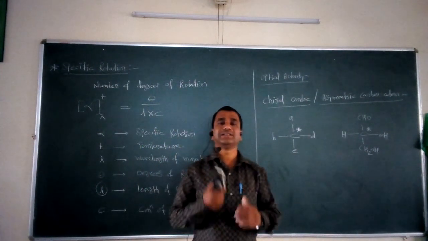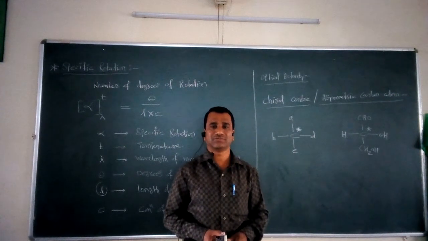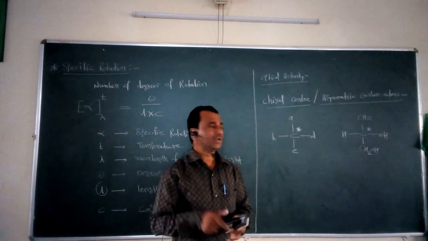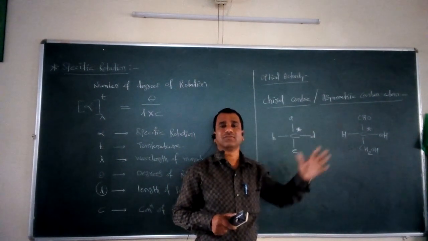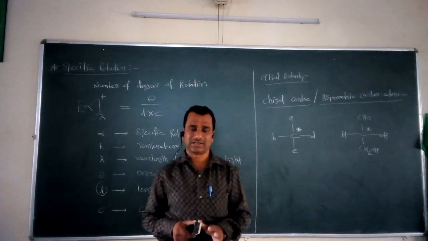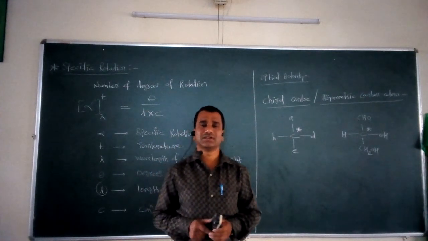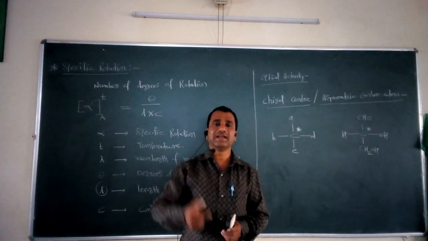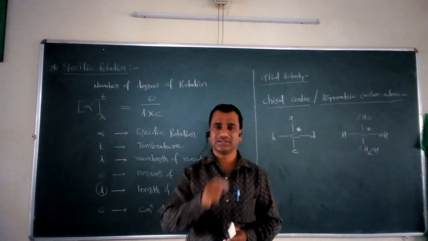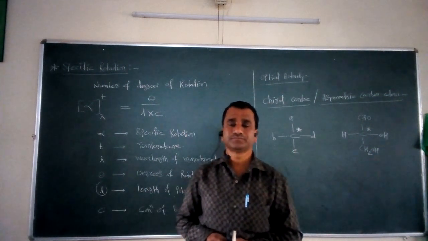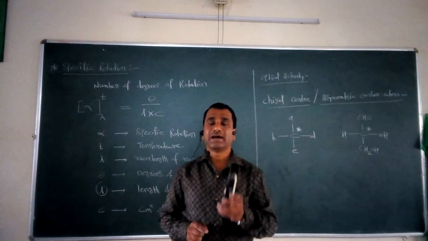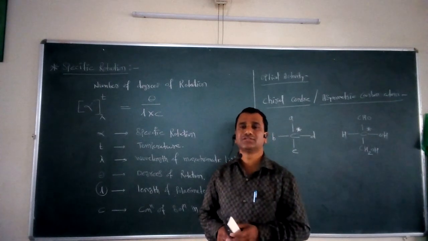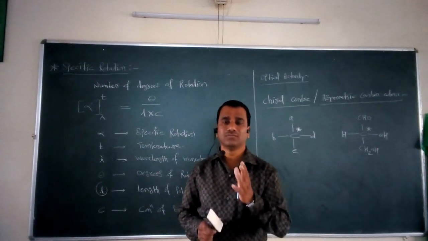Now this chiral center or asymmetric carbon atom is a very important concept, because if we say that a given molecule is an optically active molecule, then that molecule must have at least one chiral center, or one asymmetric carbon atom. So for optical activity, the second important condition is that the molecule must have at least one chiral center or one asymmetric carbon atom.